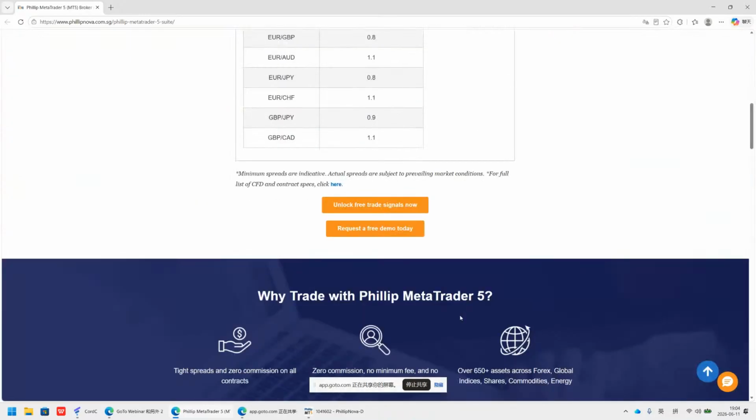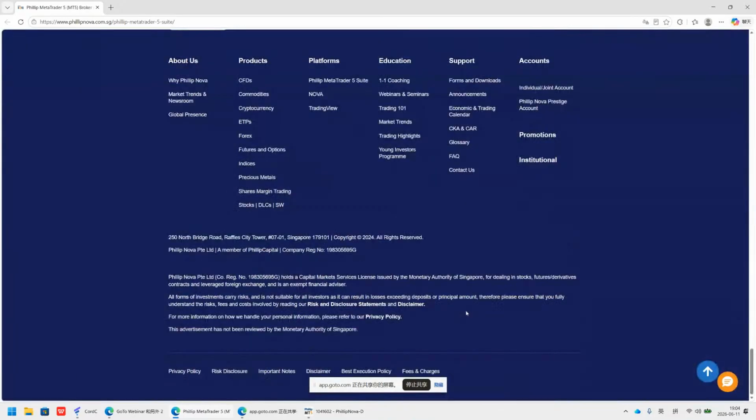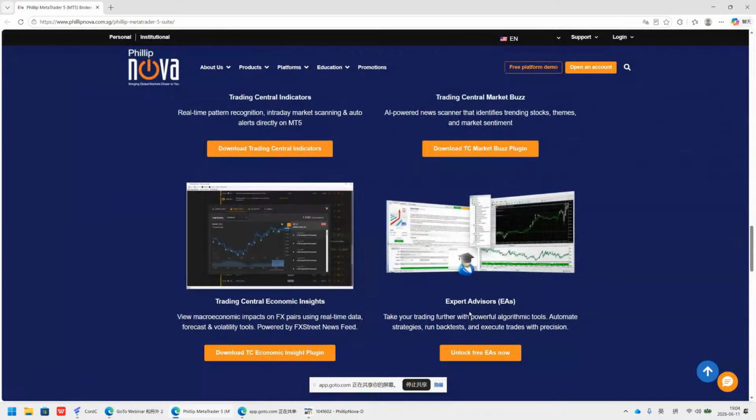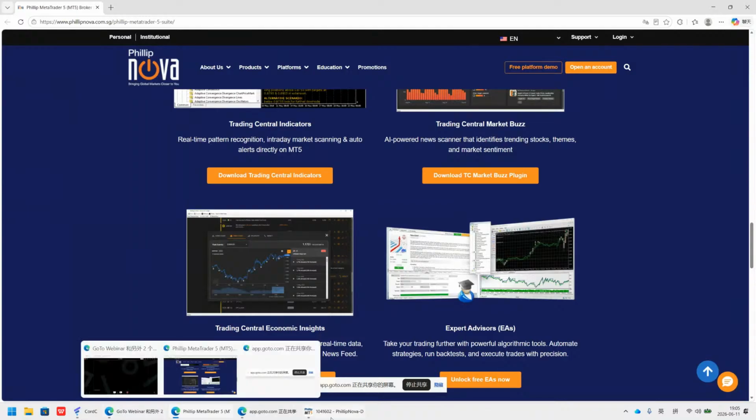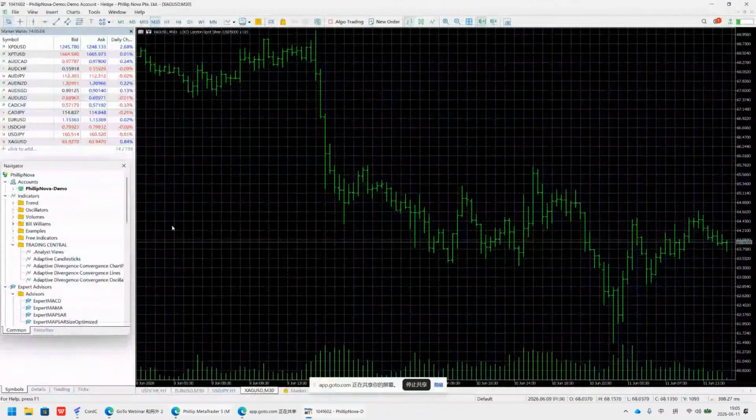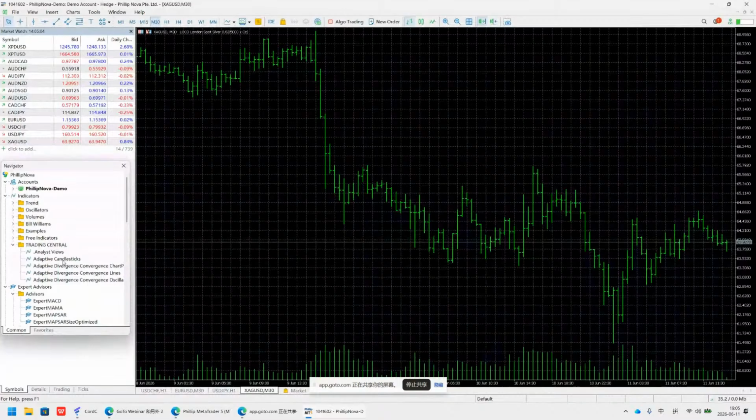And now you can find the Trading Central plugin on the download link of the MT5 plugin and TC indicators on Philip Nova's official website. And after installing, we can log into MT5 and find the TC indicators on the left-hand side of the menu bar. And the folder consists of 3 different indicators.